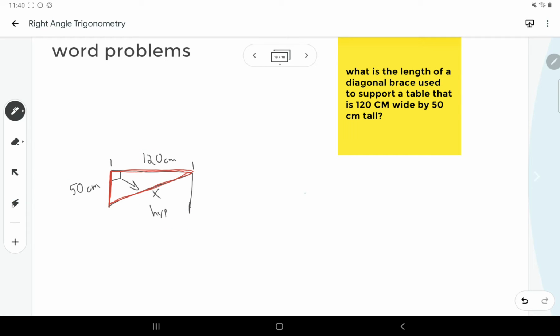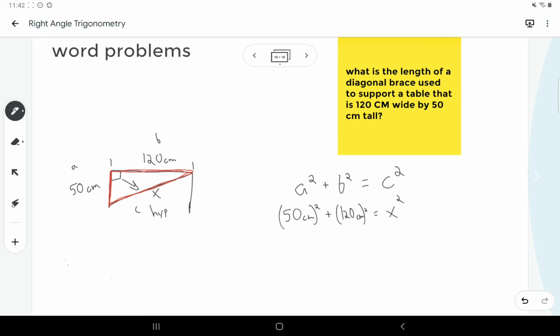So that tells me that we should be using Pythagorean theorem, which, if you'll remember, is a squared plus b squared equals c squared. Okay, so if we use a little bit of math here, stick in the numbers, we get 50 centimeters squared. And again, it doesn't matter which one is a, which one is b, it just matters that those are the short sides and that c is our hypotenuse. So 50 centimeters squared plus 120 centimeters squared equals x squared.